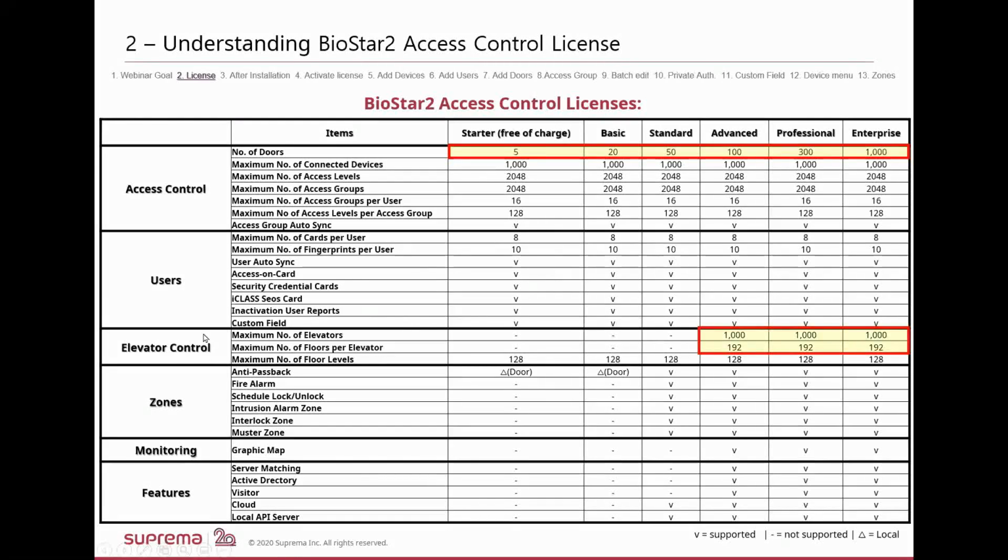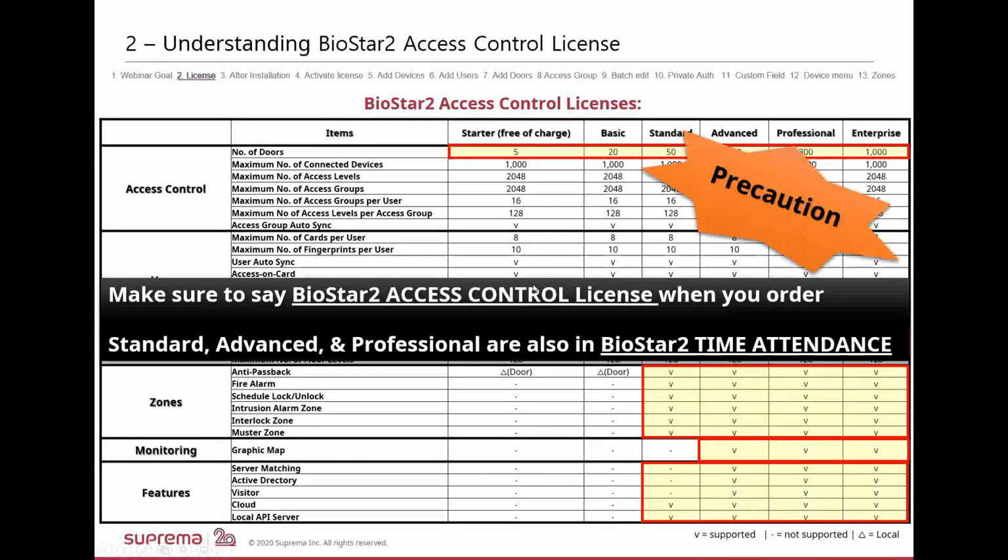Then if you come to the elevator control, you will require advanced. If you come to the zone, you will require standard. If you come to the graphic map, it will be advanced, and server and Active Directory will require advanced, and visitor cloud and local API will require standard. But please be careful when you are ordering the BioStar 2 access control license. Please make sure that you mention BioStar 2 access control license, because standard, advanced, and professional are also in the BioStar time attendance license.